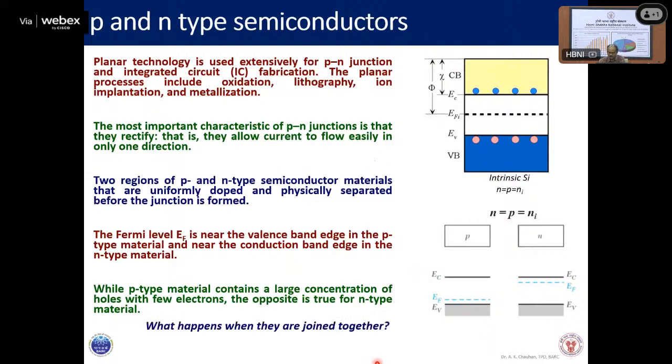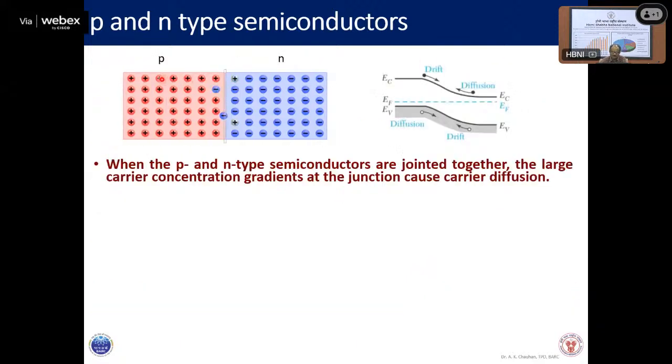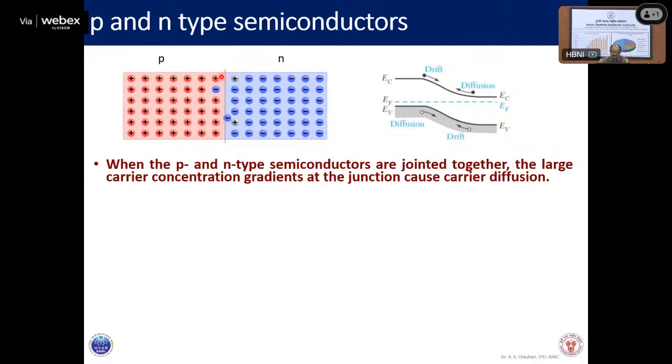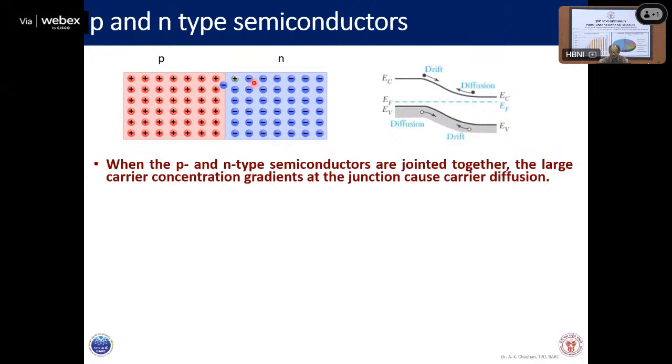Now I have made N type material and I have made P type material. Now what happens when I try to join them? So this was P type material, this was N type material. As soon as you join them, the electrons start to flow from this side to this side and combine with the holes. This is because of the concentration gradient.